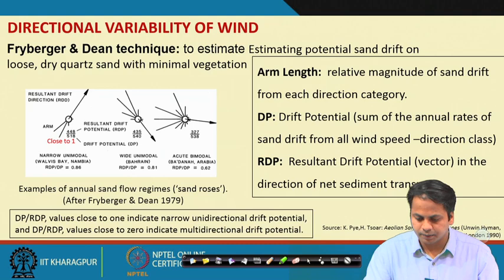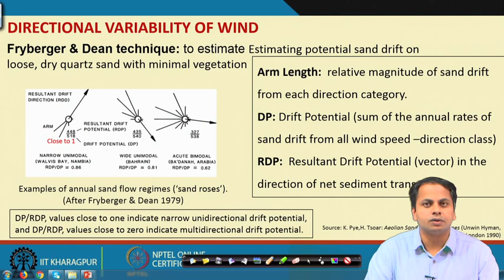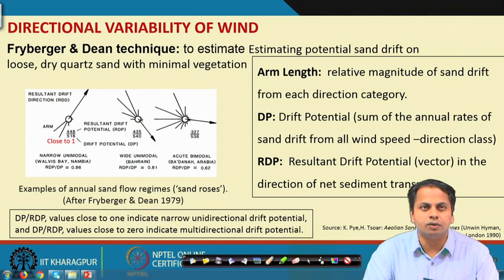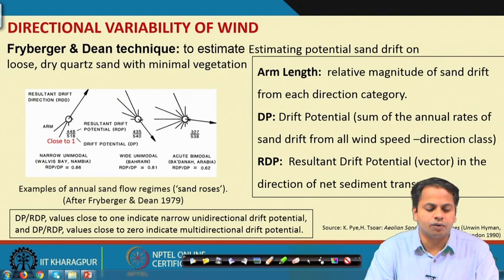So, if you want to estimate this directional variability of wind, there is a technique given by Fryberger and Dean. This technique can be used to estimate the potential sand drift on loose, dry sand with minimal vegetation. These are the assumptions: loose, dry, and coarse sand with minimal vegetation.